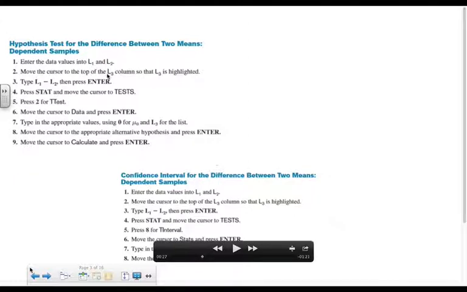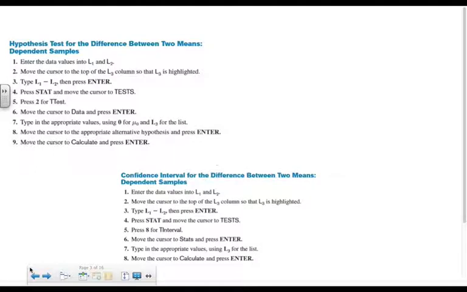So you move to the top of L3, and then you type L1 minus L2, and then we can go do the test. It's important that you calculate list 3, which is the difference between the two values. And then make sure that when you're using it, you use L3 for the list. Same thing with the confidence interval for the means.